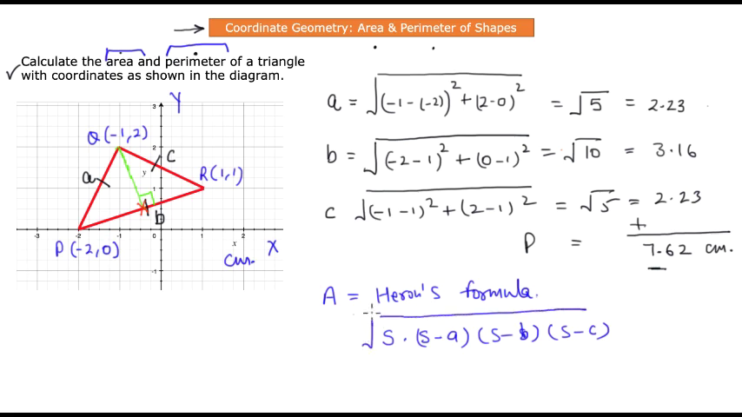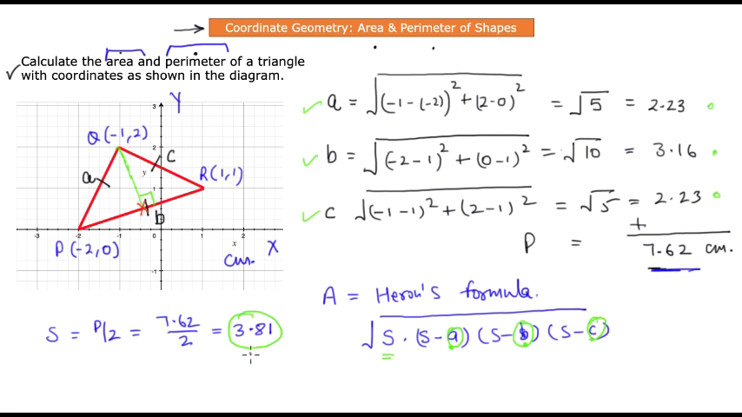Now you will ask what are these four values, the S, the A, the B and the C. A, B and C are the three dimensions of the triangle that we have under consideration, and the value S is defined as half of the perimeter. We already know what this value is, 7.62. So you can easily compute the value of S. That becomes 7.62 divided by 2, and it is 3.81. So now you have all the four values that you need to be able to compute this area using Heron's formula.